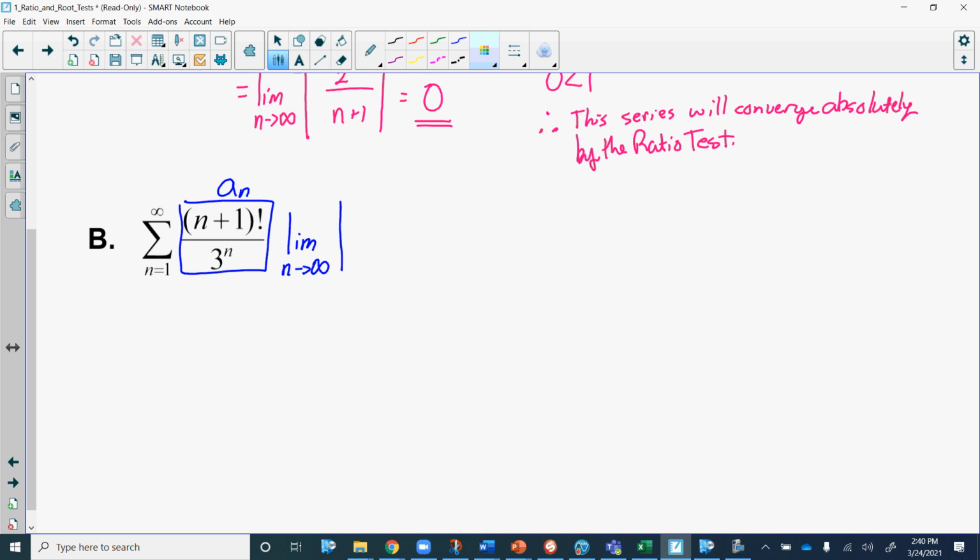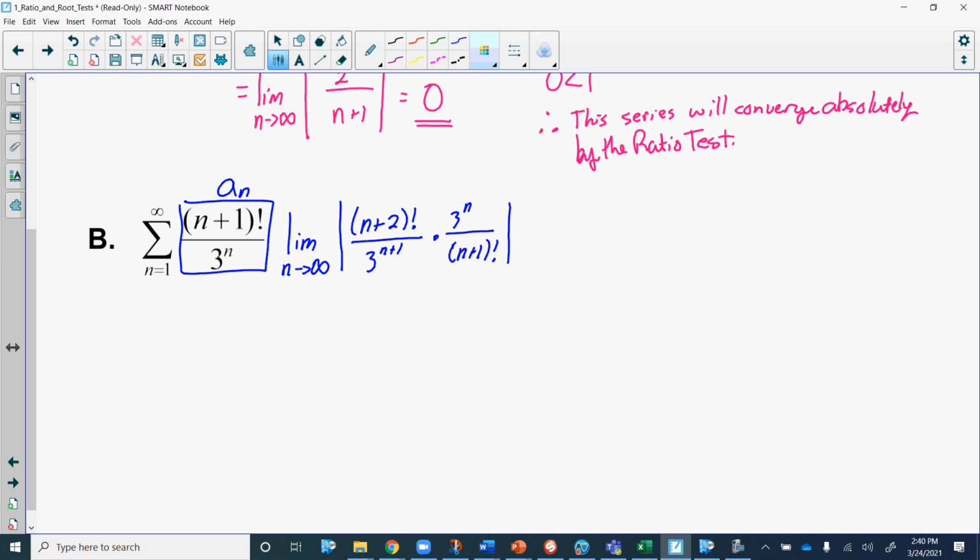So here I'm going to get n plus 1, which would be n plus 2 factorial, over 3 to the n plus 1 power times the reciprocal of a sub n. So that'll give me 3 to the power of n over n plus 1 factorial. Now again, at this point, what I'm going to do is just rewrite the multiplication so it's a little bit easier to see what's going to simplify.